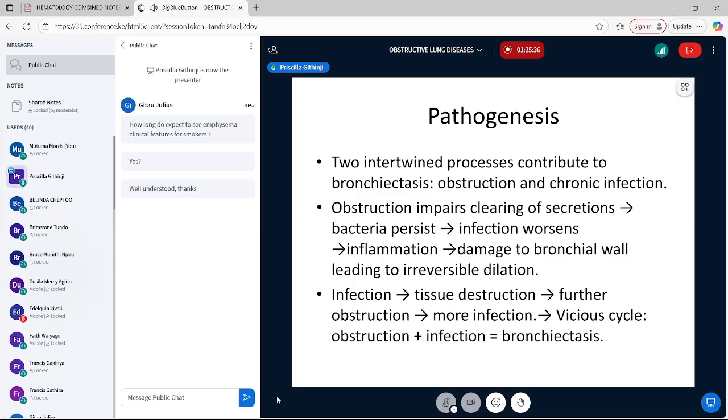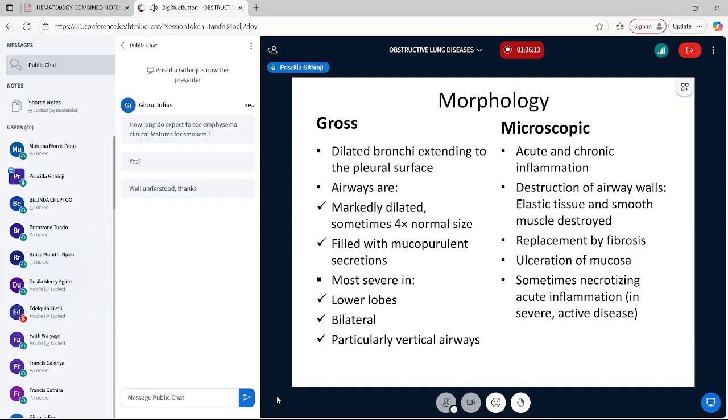And you'll have, of course, where there's infection, there's inflammation, and where there's inflammation, you have damage to your bronchial wall, leading to irreversible dilatation. Where you have infection as the initiating event, infection will lead to tissue destruction, which will further exacerbate obstruction. Of course, where you have obstruction, you have more infection, and this is a vicious cycle. And therefore, where you have obstruction plus infection, you end up having bronchiectasis.